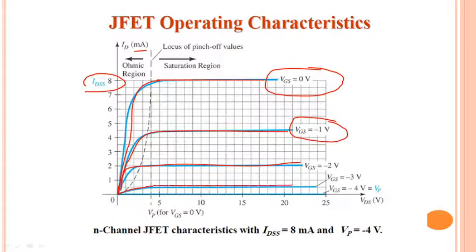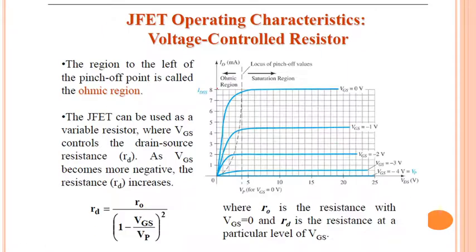If you are increasing the voltage in the negative direction, then the current will keep decreasing. At minus 4 volts, the device will stop. That is called the pinch off voltage, and there is 0 current flowing. So, are you getting it? Okay, we'll move to our next topic.